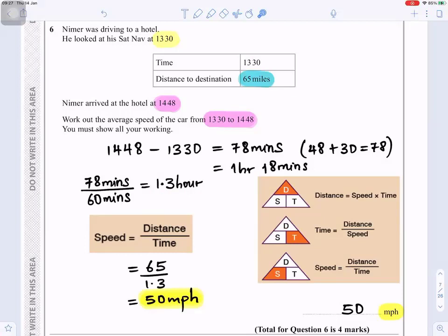Now we use the formula for speed, distance over time. The distance is 65 miles, and the time is 1.3 hours. So 65 divided by 1.3 gives you 50 miles per hour. Very important, the question wants you to put it in miles per hour. So that is why we had to change the time from minutes to hours.